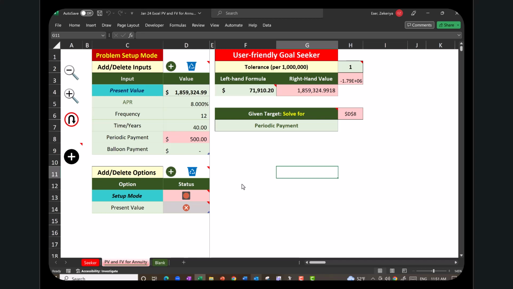Given the inputs, you can read off either the future value or the present value when you are in setup mode. Now we're going to actually start doing the somewhat more difficult stuff.